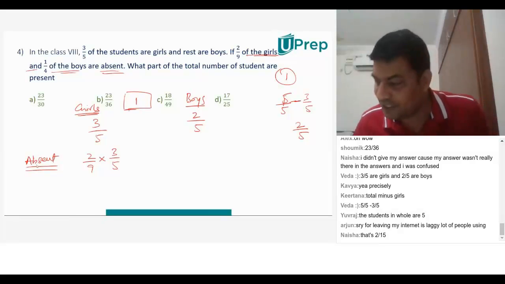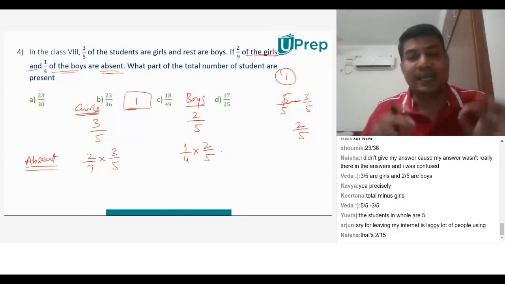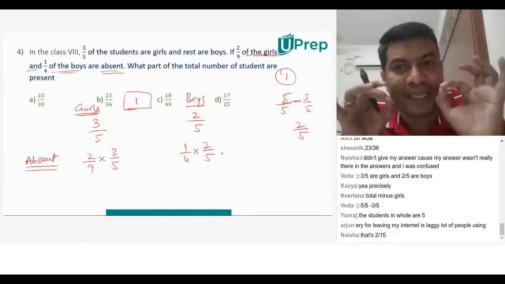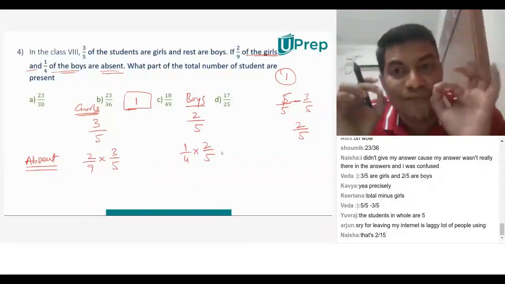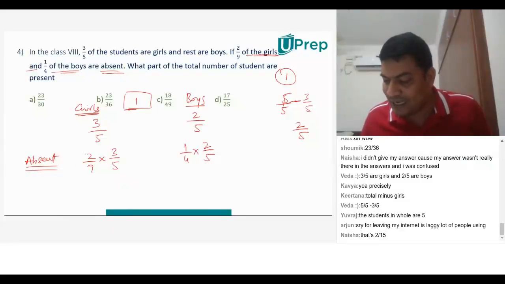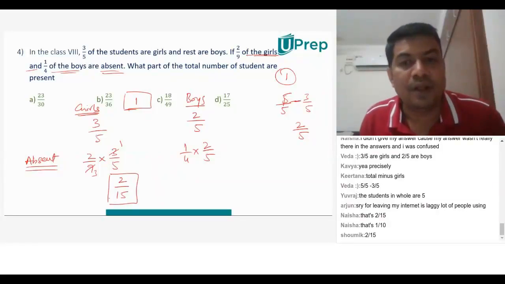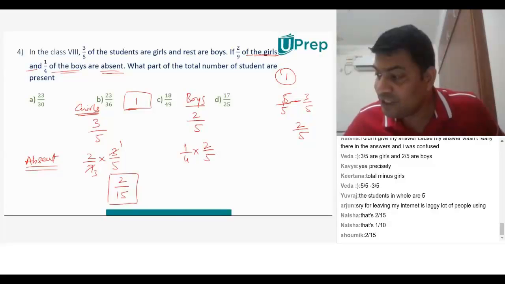Now let's see how many boys are absent. He said 1/4 of the boys are absent. That means 1 by 4 of your 2 by 5 are absent. So among girls it is 2/9 into 3 by 5, and among boys it is 1/4 of 2 by 5, which is 1 by 4 into 2 by 5. Let's calculate this. 3 ones are 3, 3 threes are 9. You can see 2 ones are 2, so it is 2 by 15 of your full number, which is 1.